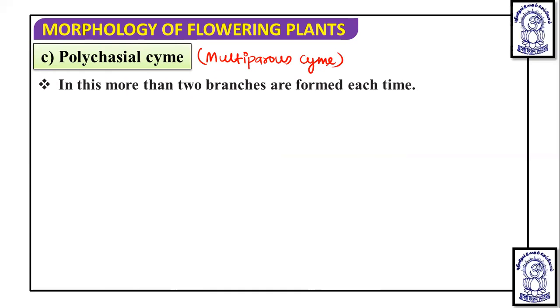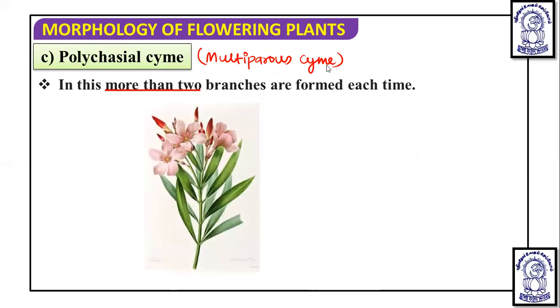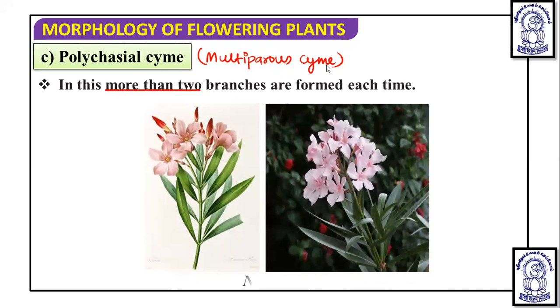and in this multiparous cyme, more than two branches are formed at each time. So the growing point terminates into a flower. In this particular type of inflorescence, the growing point or peduncle ends in a flower, and from the base of it, many little branches arise, which also terminate in a flower. And this arrangement also occurs on these little branches as well. Then it is known as multiparous or polychasial cyme. It is seen in the case of nerium.